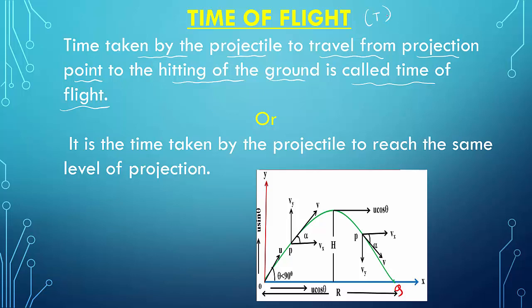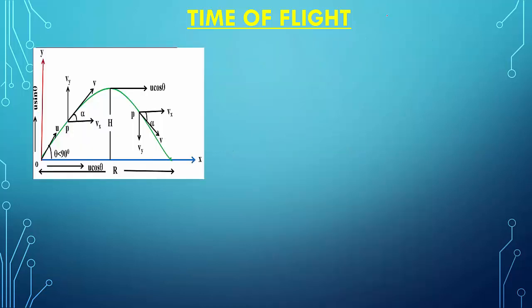Now let us derive an expression for time of flight. Let us consider time of flight is capital T. What about initial velocity? Here I am going to consider u sine theta, because when we project a body, it starts to travel vertically upward. That is the y-axis we have to consider. So the component of velocity is u sine theta.